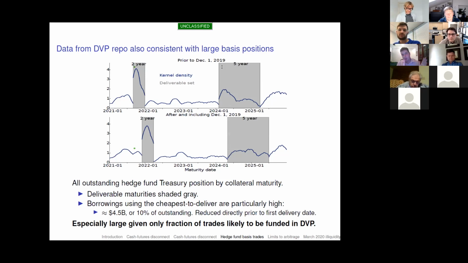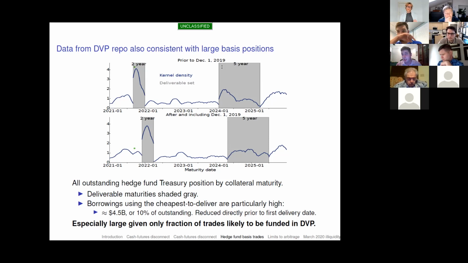So these gray windows are the deliverable treasuries for the 2-year and the 5-year contract. And we can see that there's substantially more borrowing within those deliverable windows than outside of them. Moreover, that green dot denotes the borrowing against the cheapest to deliver for the 2-year contract as collateral. It's the largest position we saw of any positions during this period. And this is the 2-year treasury for the December contract. Right after that first December delivery date, we see that borrowing decline pretty substantially. Now, in terms of magnitudes, that borrowing is about $4.5 billion, which is something like 10% of total outstanding.